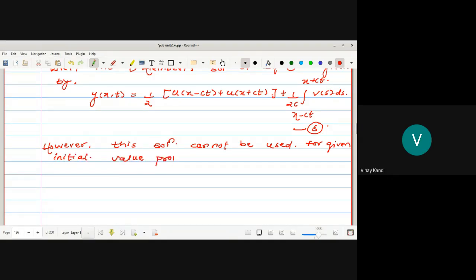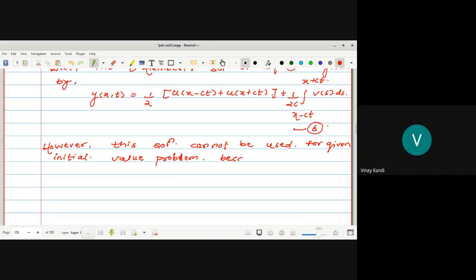Okay, initial value problem. What is the initial value problem? Cast the initial value problem: a differential equation with the initial conditions given. You have equation 2 and equation 3, these are the initial conditions. So, however, this solution cannot be used for the given initial value problem.